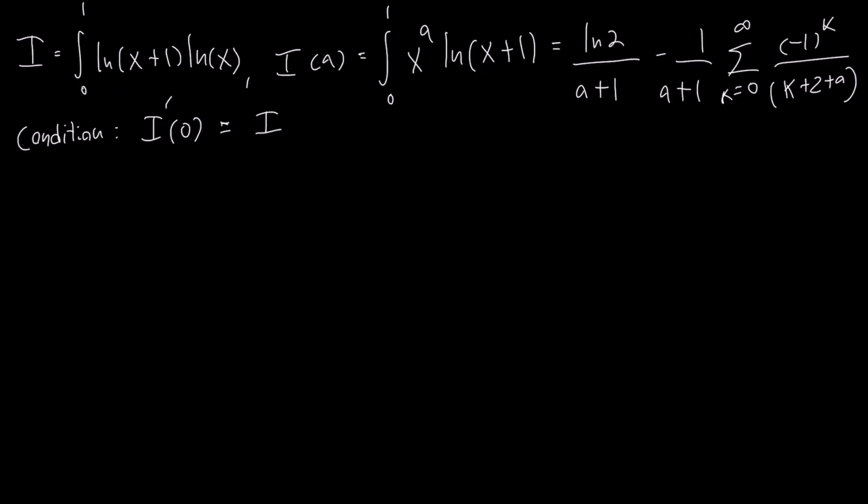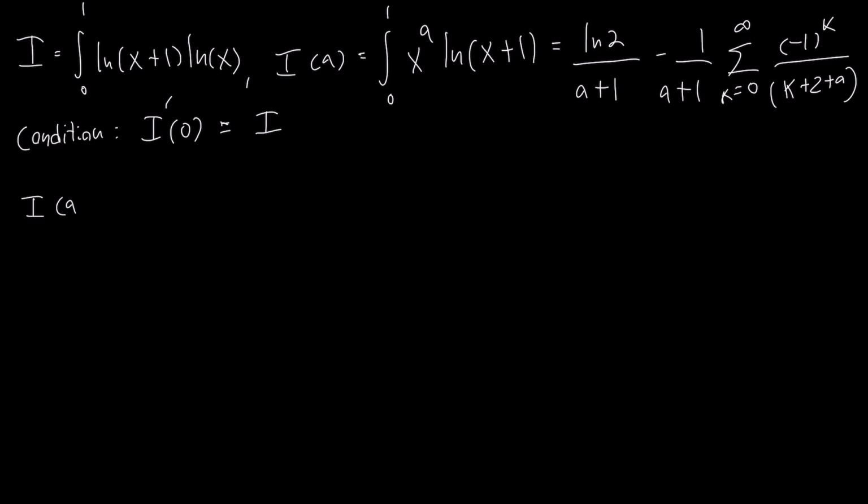So we left off that I of a is the integral from 0 to 1 of x to the a times the natural log of x plus 1, and it resulted into this expression, the natural log of 2 divided by a plus 1 minus 1 over a plus 1, and then the sum from 0 to infinity of negative 1 to the k divided by k plus 2 plus a. So we will start off from this where we left off.